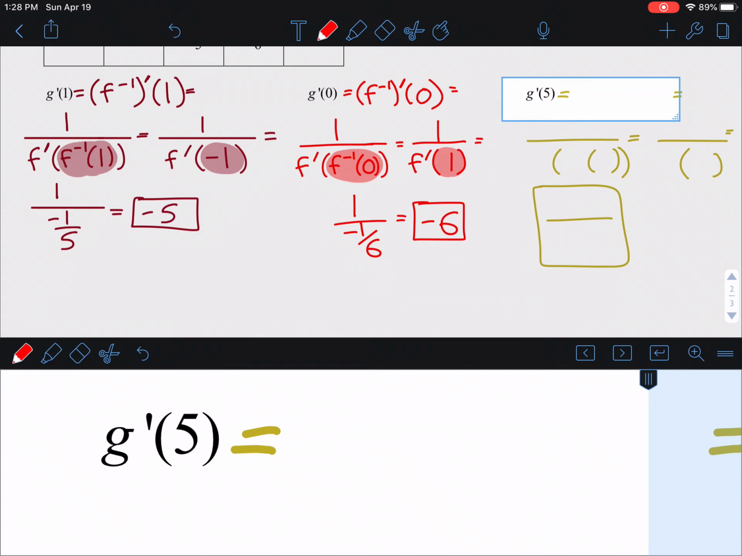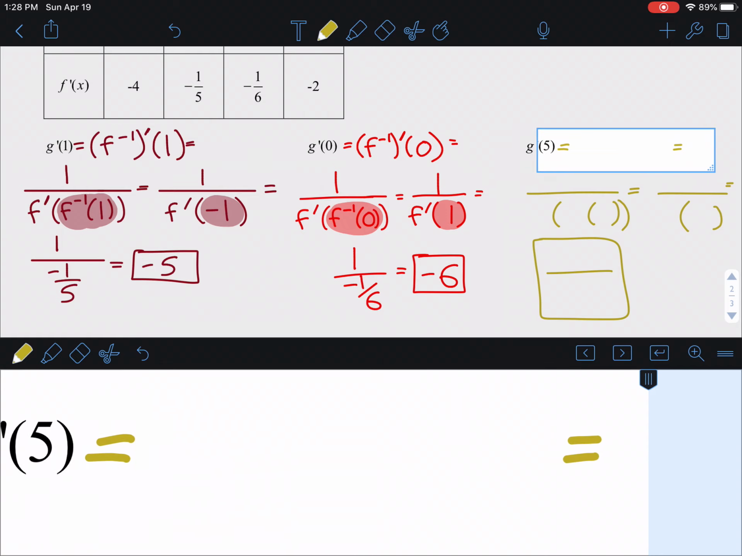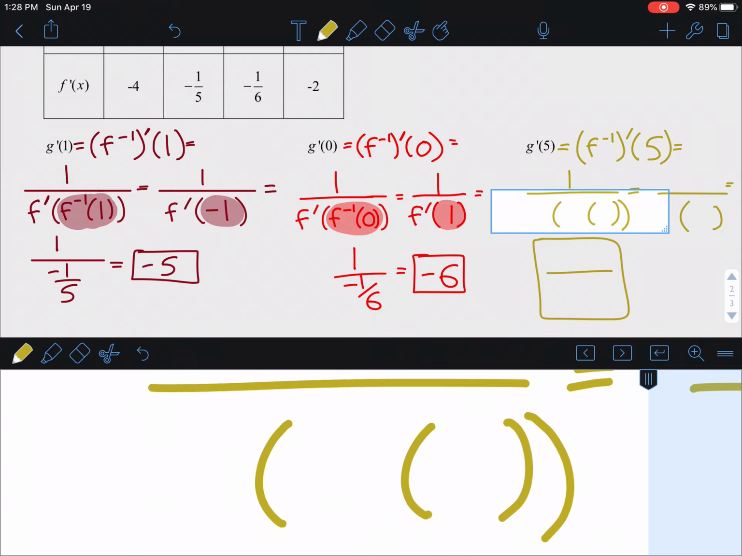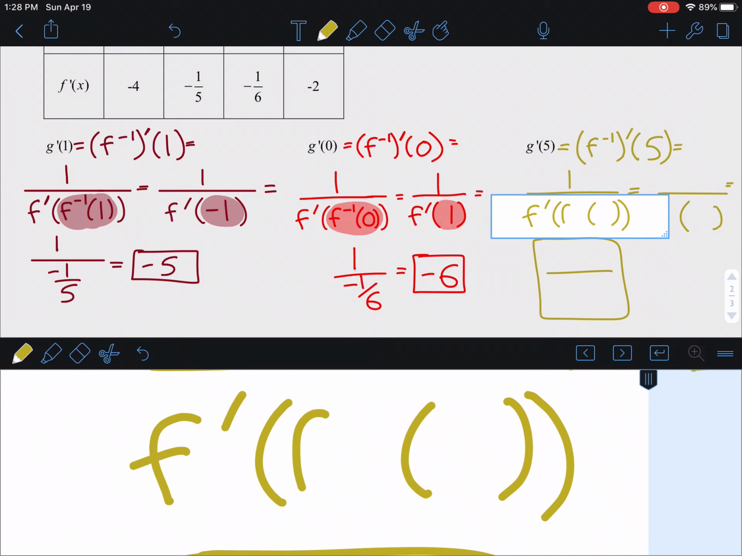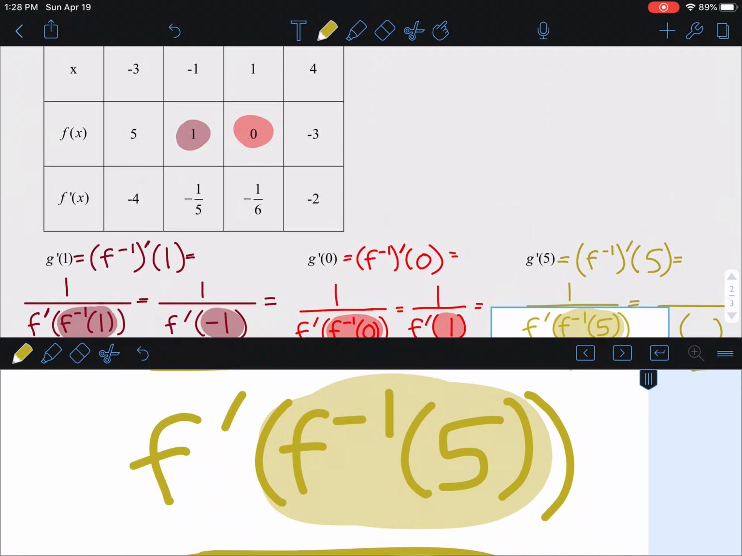Okay, and let's look at this one last time. G prime of 5. First thing I'm going to do is get rid of G. So we have F inverse prime at x equals 5. And so this is going to be 1 over F prime of F inverse. Whoops, that's a terrible 5. Let's get rid of that. There we go. Okay, so I use my formula, and now I'm trying to figure out, by looking back at my table, what would be the inverse of f at 5, right?